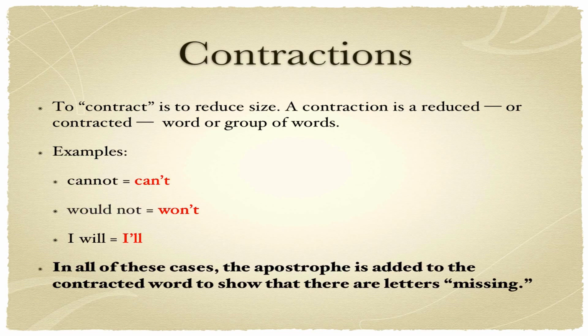And in all of these cases, the apostrophe is added to the contracted word to show that there are letters missing. Furthermore, the apostrophe is placed in the word where those missing letters would be. So, cannot, C-A-N-N-O-T, we've got C-A-N and then the apostrophe to indicate that the N and the O are missing. Would not, same thing. We've got W-O, but everything else up to the T gets replaced by an apostrophe in won't, and so on and so forth.